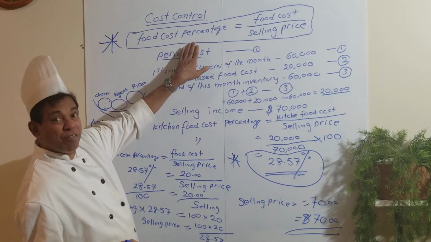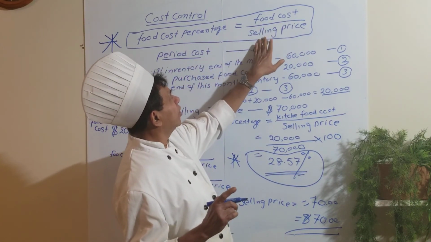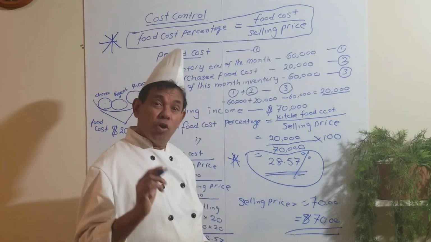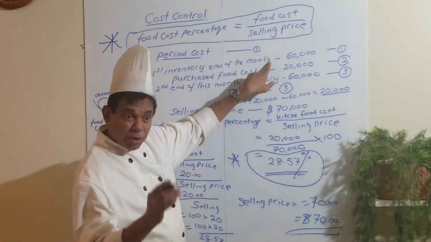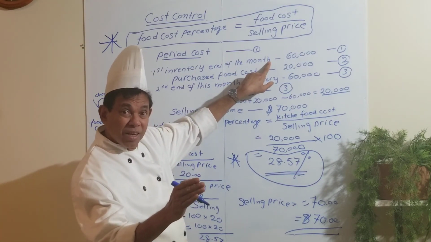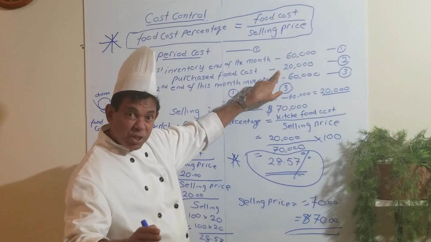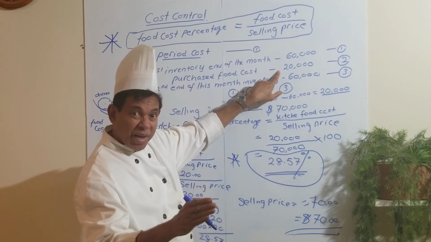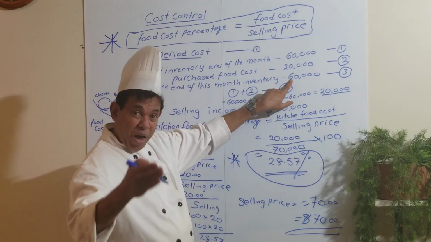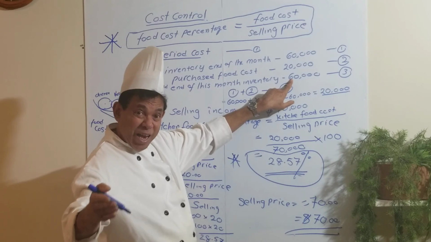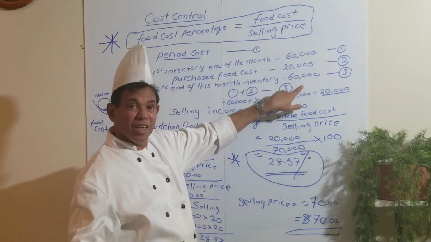That is the same formula we use. Food cost percentage is always equal to food cost divided by selling price. To calculate the food cost percentage of the kitchen, I first got the inventory at the end of last month. Then, during this month, how much I spent buying food: purchase food cost 20,000. Then imaginary end of this month, the food inventory cost comes to 60,000, all imaginary figures.